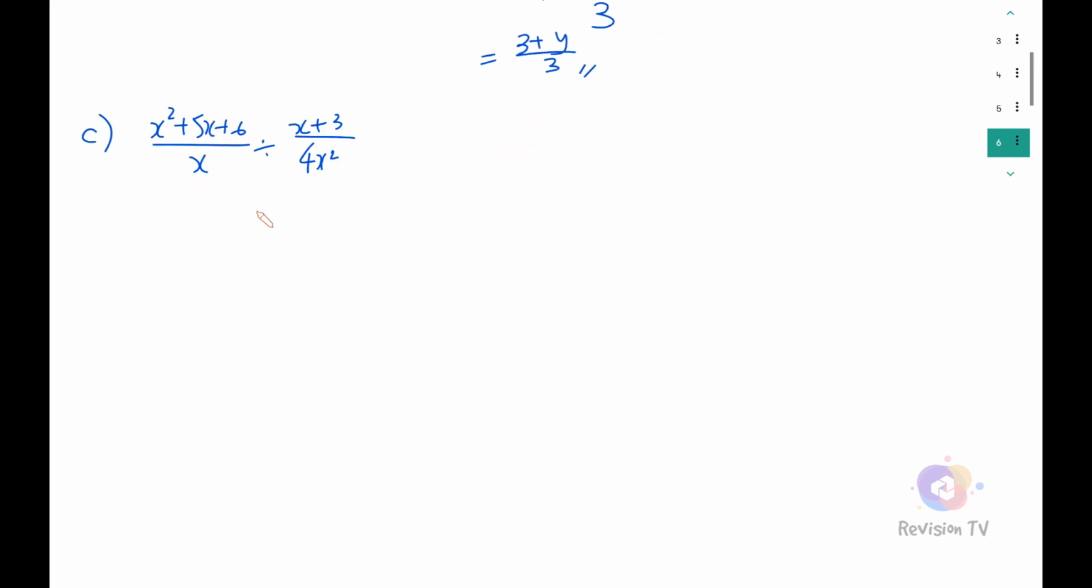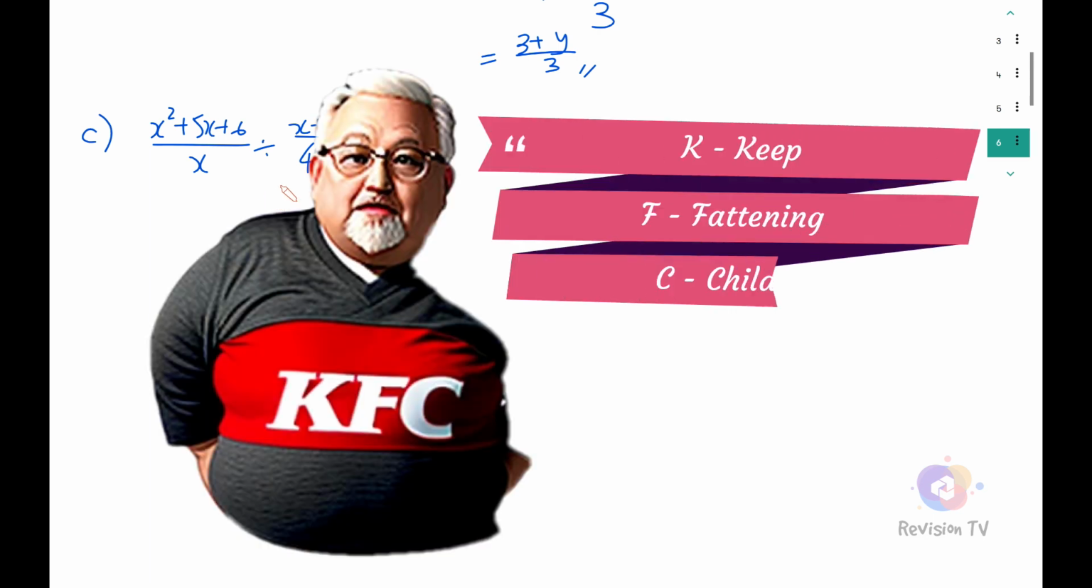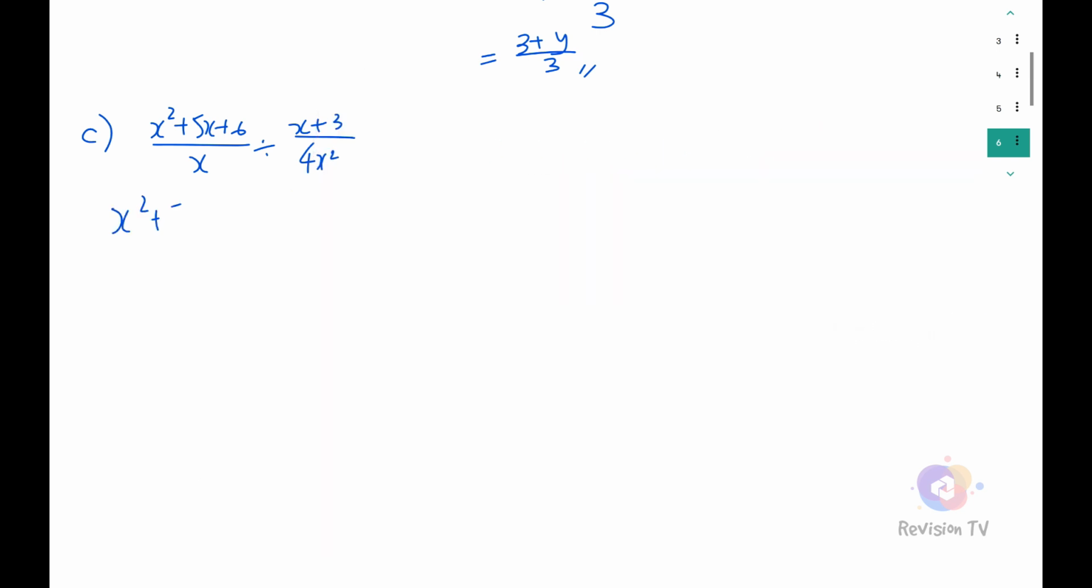So question C. Dividing fractions. So what's the keyword for dividing fractions? KFC. Keep, flip, and change. So keep the first fraction, x squared plus 5x plus 6. Now, if you are fluent with simplifying algebra, you can simplify as you go as well.